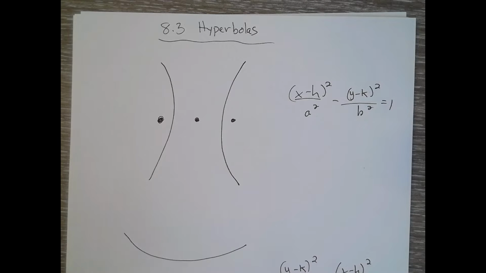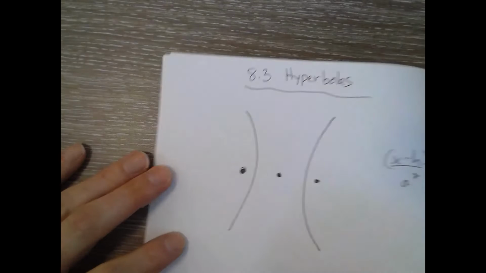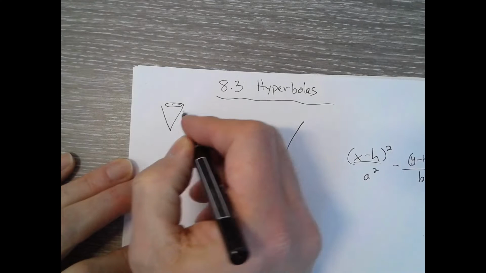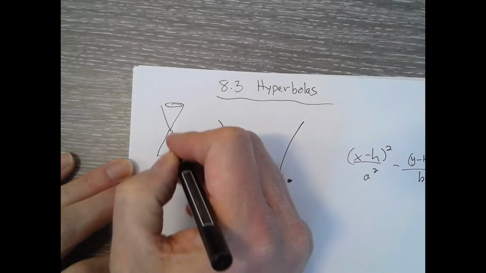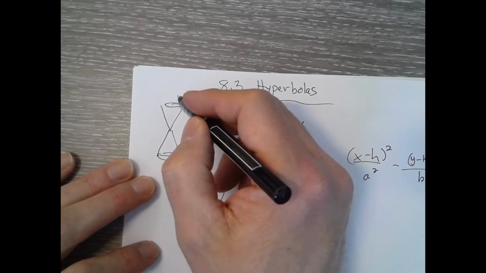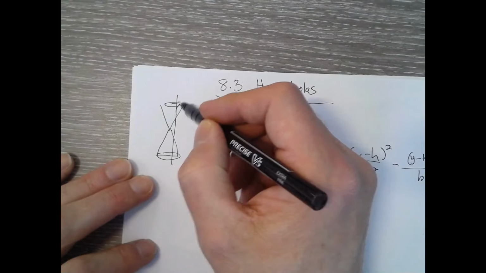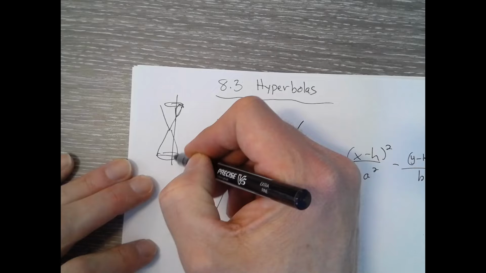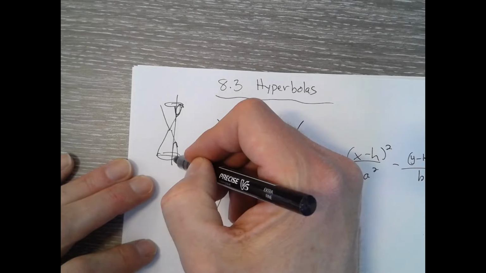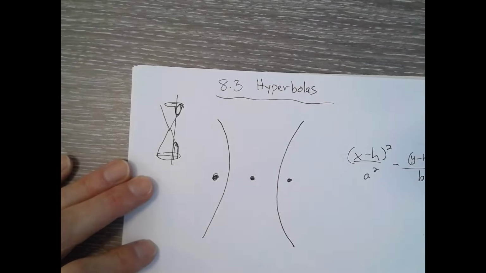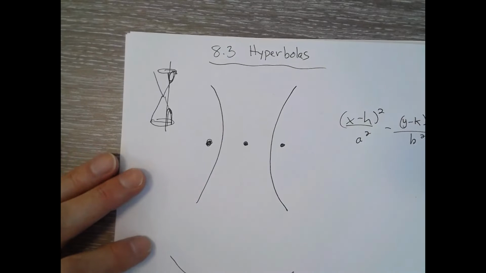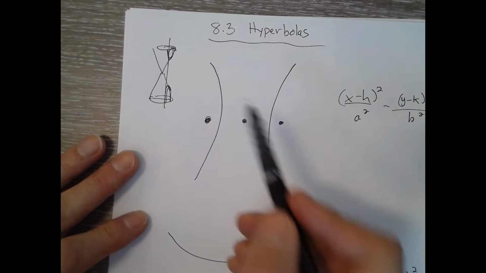All right, so the next conic section is something called hyperbolas. If you have a cone stacked on top of another cone, and we chop it like this, this right here and this right here together form a hyperbola. It's kind of like two parabolas next to each other.